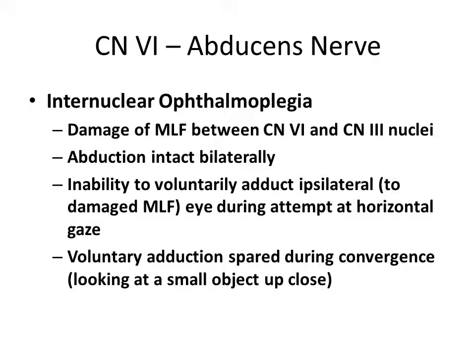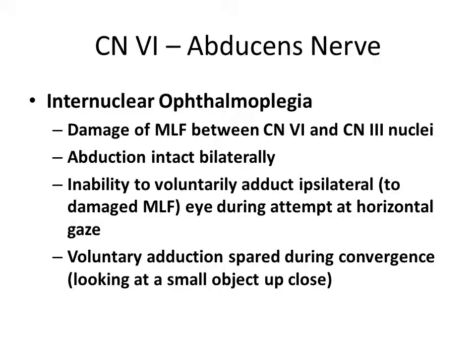But if you are looking at a small object close up, so you are looking at a coin and you're trying to see the date on the coin, you will actually still be able to adduct both eyes because that's a different pathway. But if I ask you to follow my finger with your eyes, that's a very voluntary controlled movement, and that's when we see the problems with horizontal gaze.